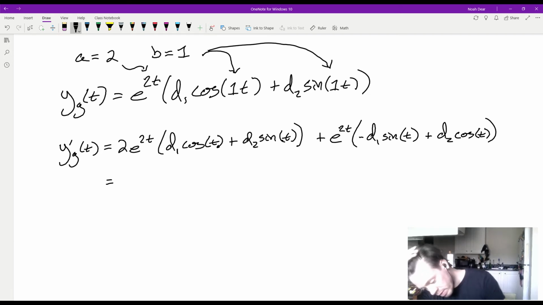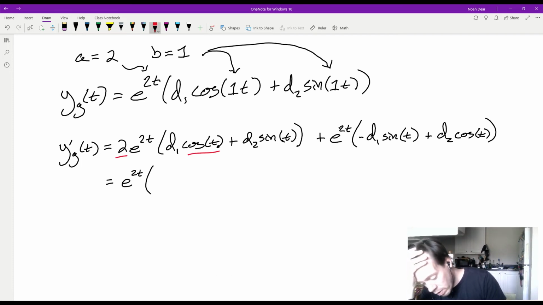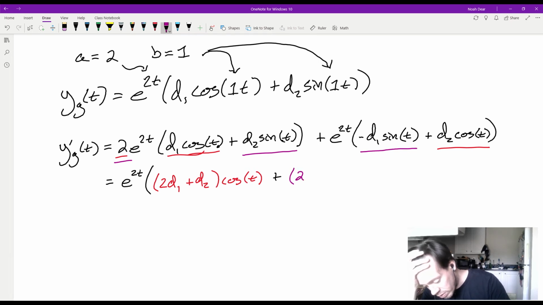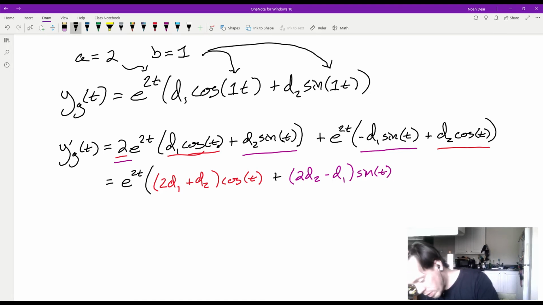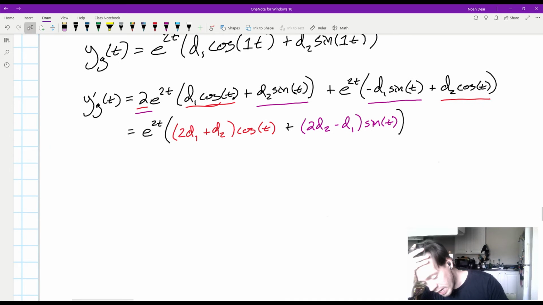And now we're going to recombine this. I'm going to factor out the e to the 2t, and I'm going to combine my cosine terms. So here I've got a 2d1 cosine and then a d2 cosine over here. So those are going to add up to 2d1 plus d2 cosine of t. And then we're going to add together the sine terms. So I have a 2 d2 sine of t and then a minus d1 sine of t. So that's going to add up to 2d2 minus d1 sine of t. Cool. So that's going to make it a little bit easier to take the derivative again.